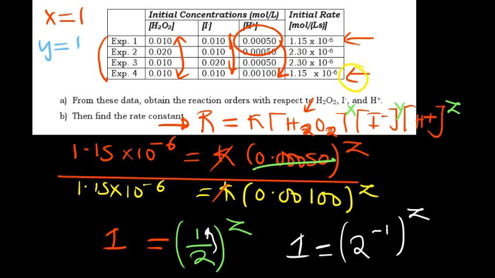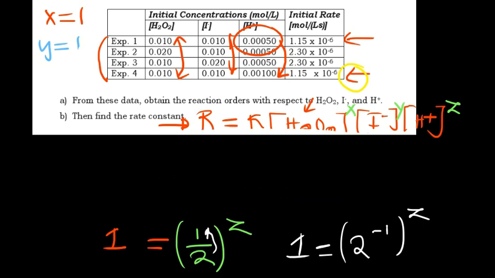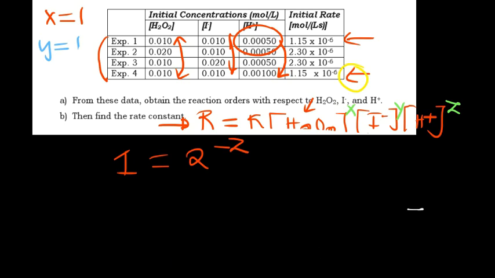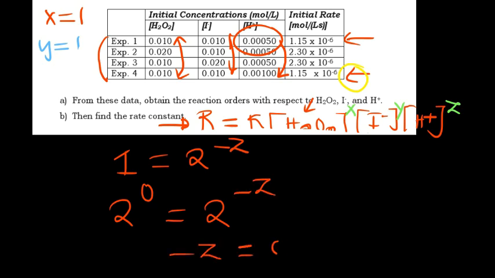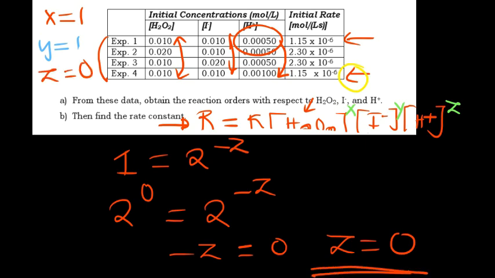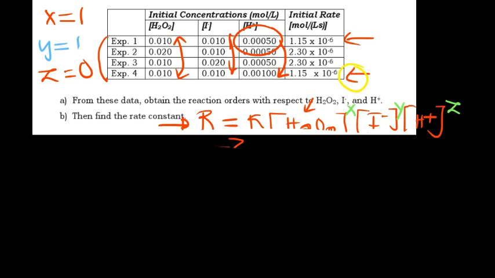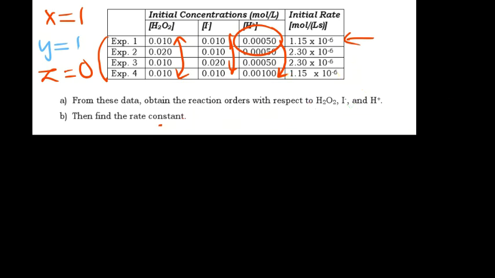Okay. So don't forget our z that is outside there. So therefore, we have 1 equal to 2 to the power negative z. Now 1 on the left, to ensure that we've got the same base, can be expressed as 2 to the power 0, so that we have 2 to the power negative z, and negative z being equal to 0 is thus z equal to 0. So we found the reaction orders in respect to all the three reactants we had here. There we are. So that is a 1, that is a 1, that is a 0.